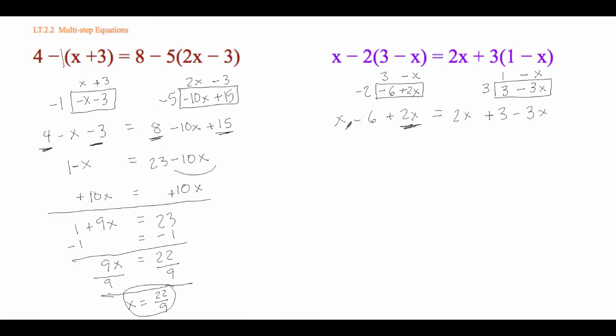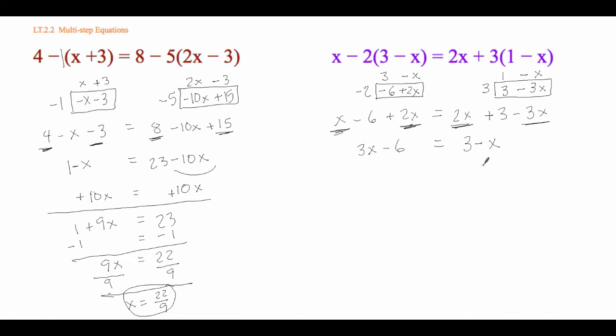Combining like terms, we have an x and an x on the left-hand side. We don't combine on the left and the right. We're combining terms. So that means you do the one side of the equation or you do the other side of the equation. When we move the terms, that's another story. 2x minus 3x is a negative x. So we have 3 minus x.